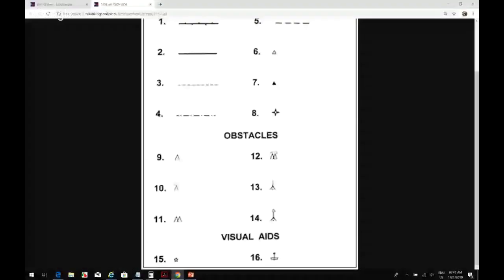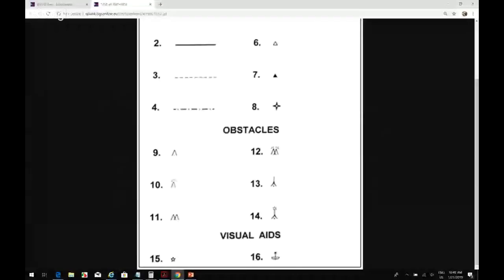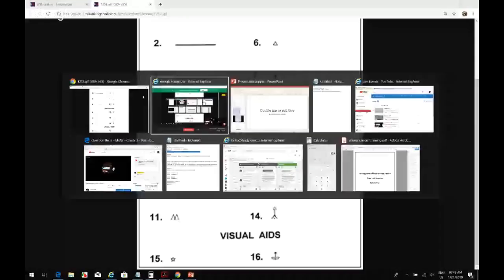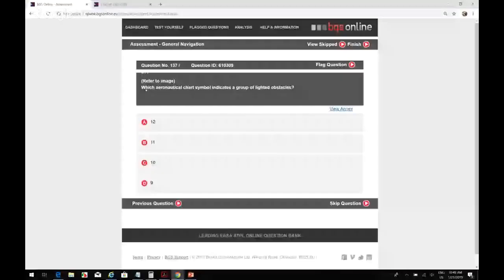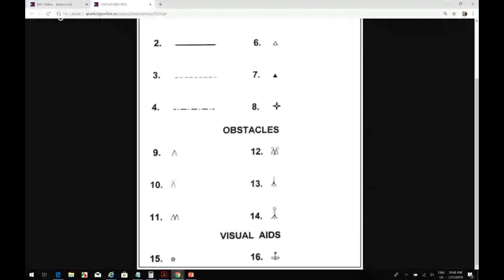Next, which chart symbol indicates a group of lighted obstacles? So lighted obstacles, number 12. So you can see the two obstacles and the lights at the top emanating from it. So that's 2. Oh, no, incorrect. 12, sorry. Yep. Which chart symbol indicates a group of unlighted obstacles? It's going to be the same thing, but without the lights. That's 11.